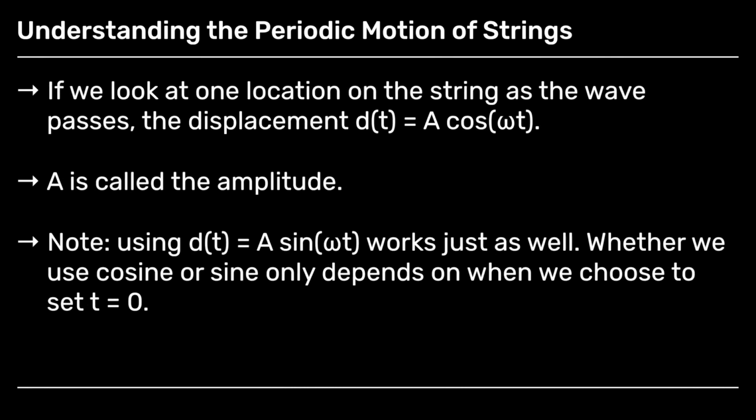Well, if we look at one particular location on the string as the wave passes, we observe that the displacement, let's call it d of t, is just A times cosine omega t. A here is called the wave amplitude. And in case you're wondering, if I chose d of t equals A sine of omega t, that would work just as well. Whether it's a cosine or a sine, it just depends upon the precise moment that you choose to call t equals 0.